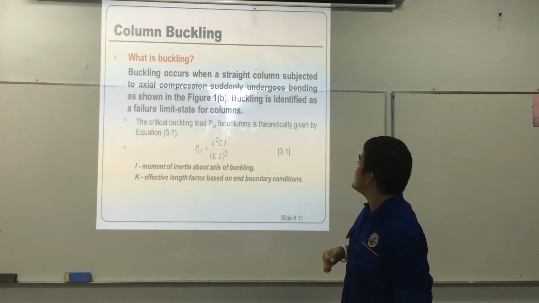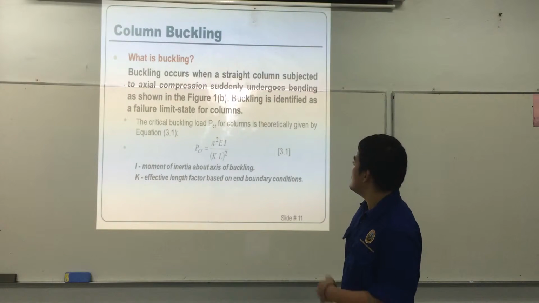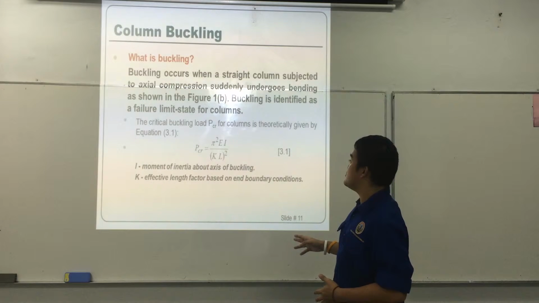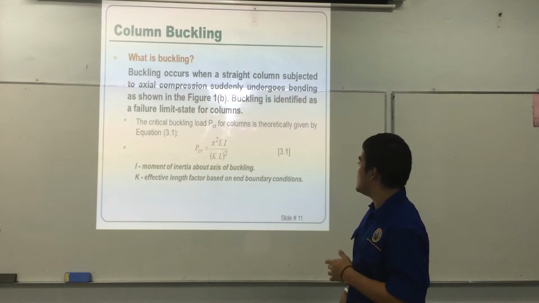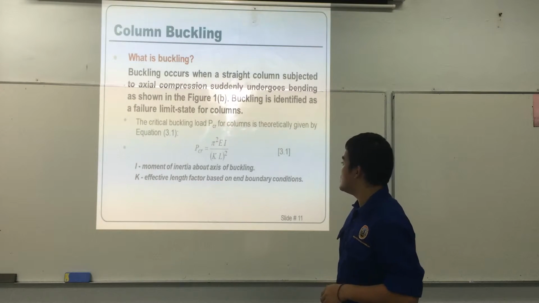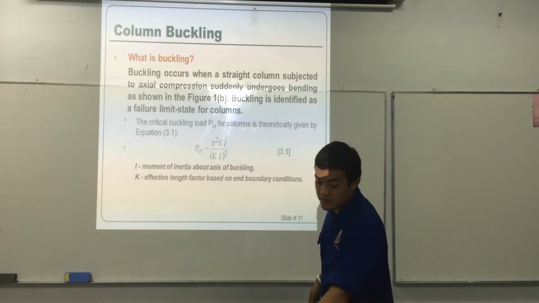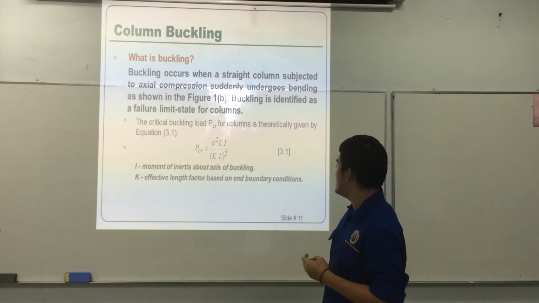And buckling is identified as the failure limit state for the column. So the critical buckling load, or Pcr, for a column is given by the equation Pcr = π² EI over (KL)², where I is the moment of inertia about the buckling axis and K is the effective length factor based on the boundary condition.